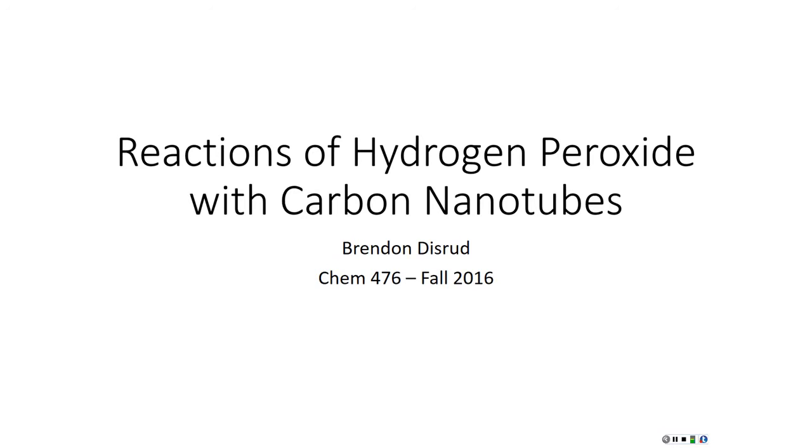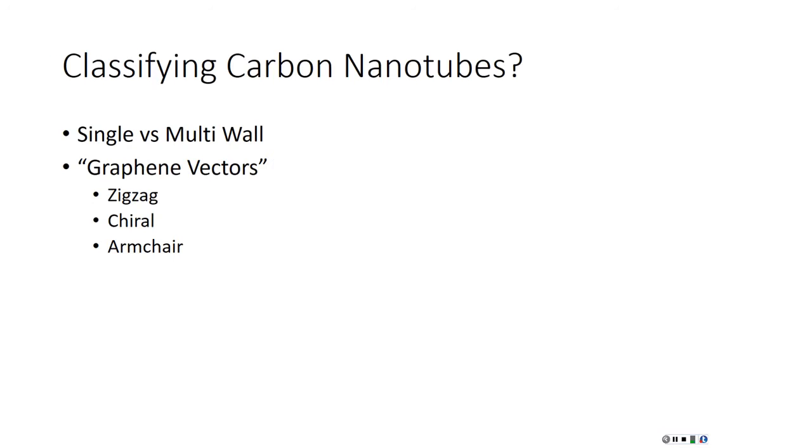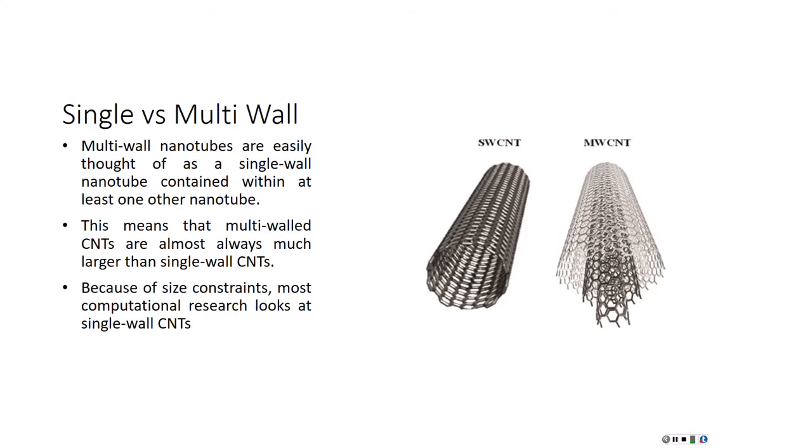All right, I'm Brendon. I was looking at the reaction between carbon nanotubes and hydrogen peroxide. A little bit first on all the different types of carbon nanotubes. They're split up into single-walled and multi-walled, but we're going to be using only single-walled, and only one specifically, because single-walled are much smaller. And then there's also a specific vector that is applied to the carbon nanotubes, which describes their shape. The single wall versus multi-wall.